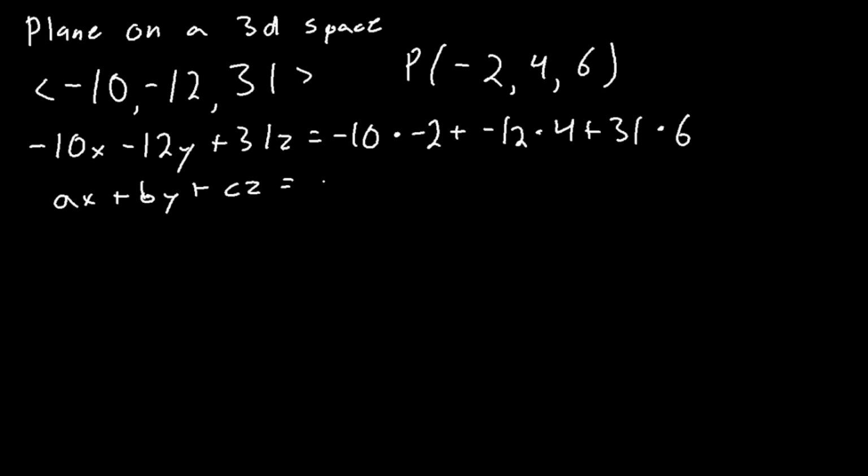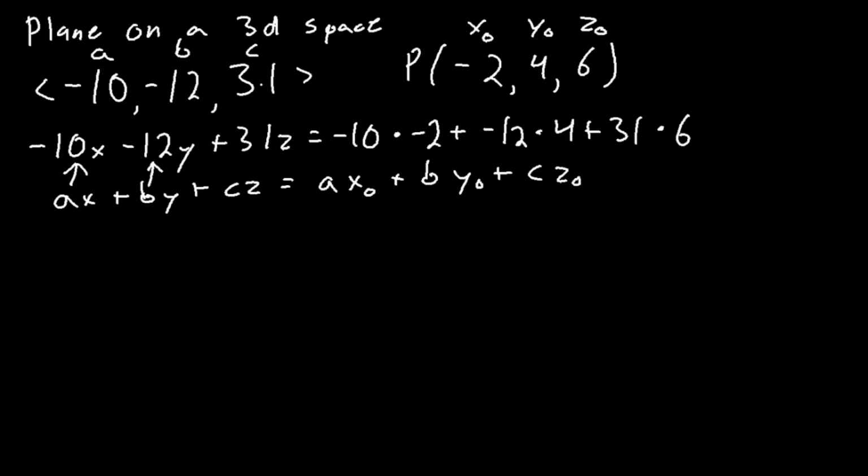Let's write this down just one more time for you guys. It was a times x null plus b times y null plus c times z null. And this was x null, this is y null, and this is z null. A, B, and C. So once you have those values, all you have to do is plug it in. So -10 is A. We put that into A here. So we have -12, which is B. We plugged in -12. 31, which is C, plugged in C.